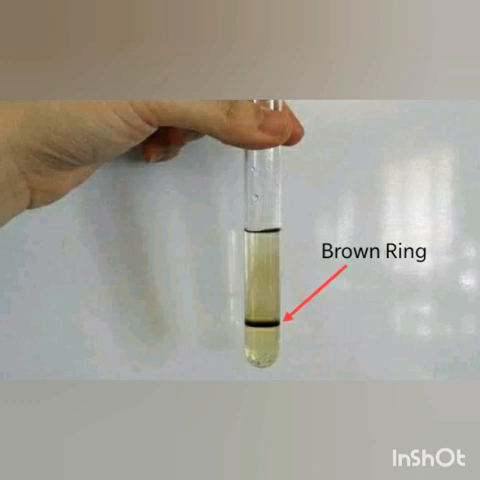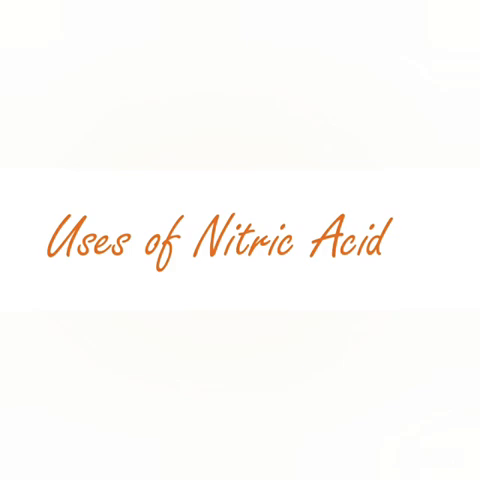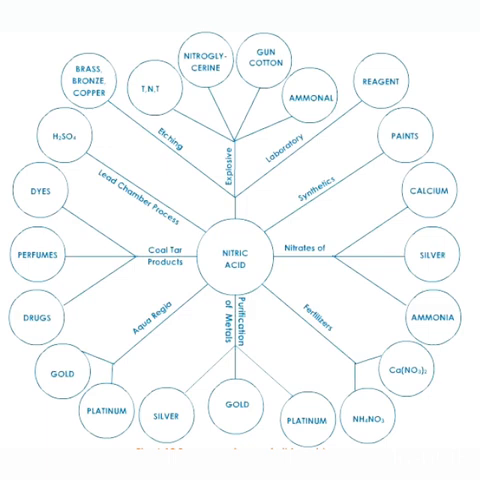Now we come to the uses of nitric acid. Nitric acid plays a very critical part in the manufacture of different products. For example, explosives like TNT, trinitrotoluene, gun cotton, nitroglycerine, ammonal, and so forth. Then fertilizers, for example, ammonium nitrate, calcium nitrate, and so on.